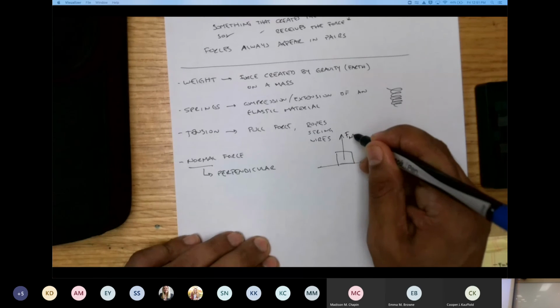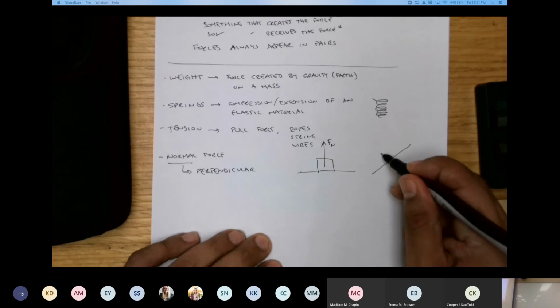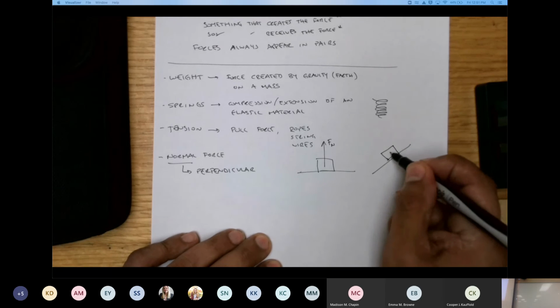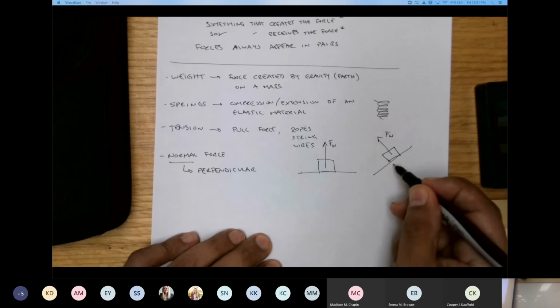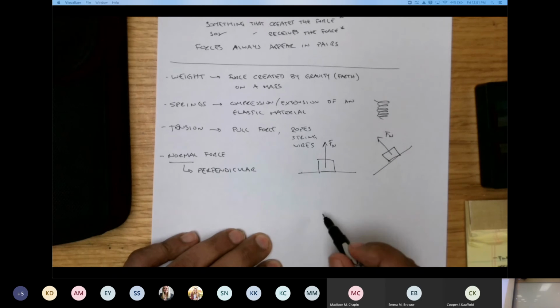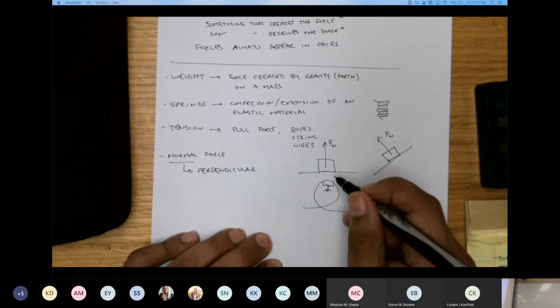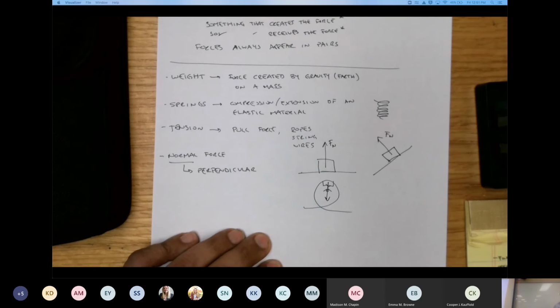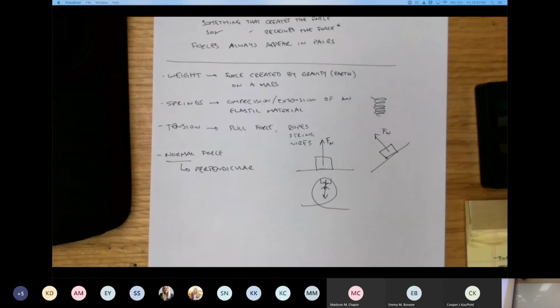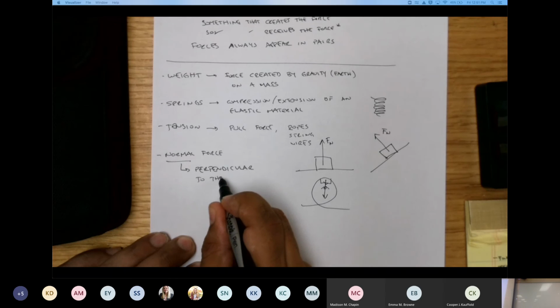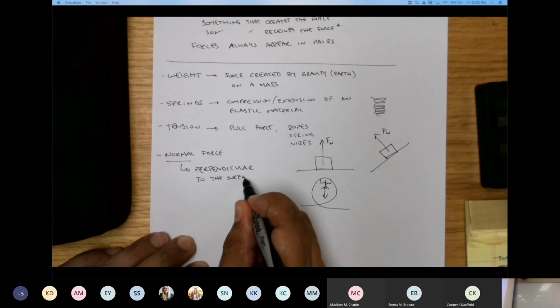But if you have an object sliding on a plane, or just sitting on the plane, the normal force is going to be perpendicular to the plane. If you are in a roller coaster and you are somewhere on the top, the normal force is going to go down. So the key issue here is that normal force is always going to be perpendicular to the surface.